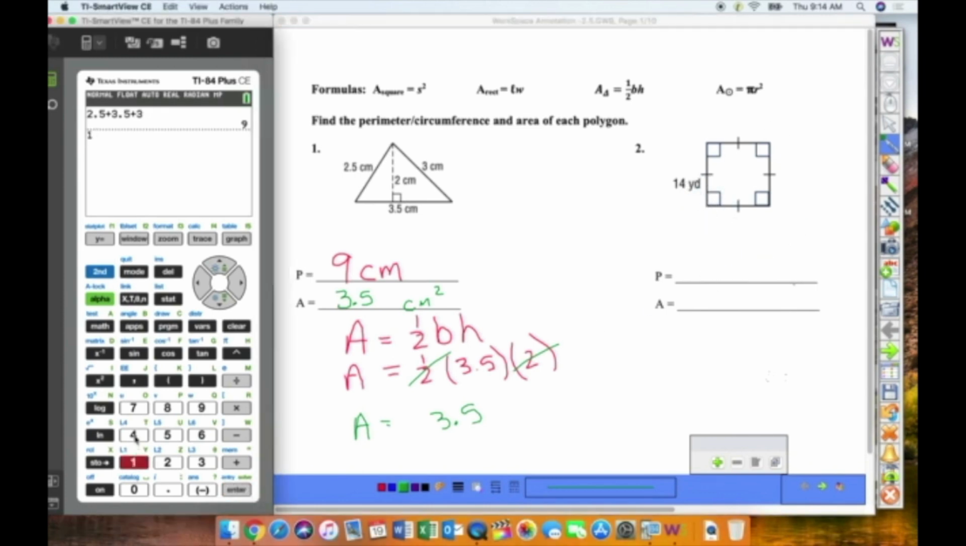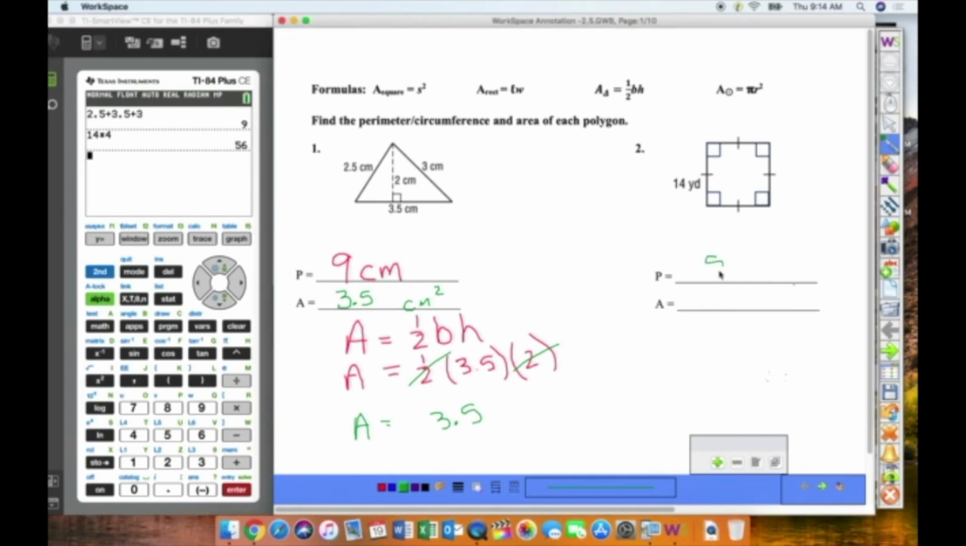So to find the perimeter, I could do 14 plus 14 plus 14 plus 14, or just realize that's what multiplication is all about, and just multiply by 4, and then realize that the perimeter is going to be 56 yards to the first power because we're only dealing with length.